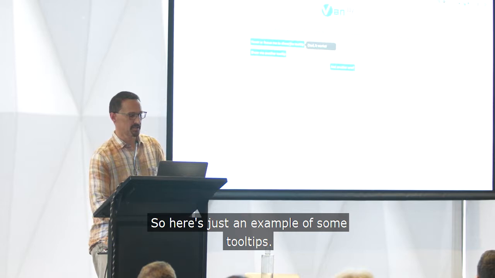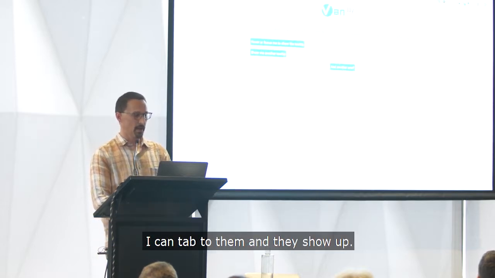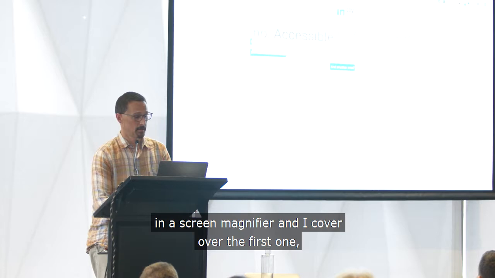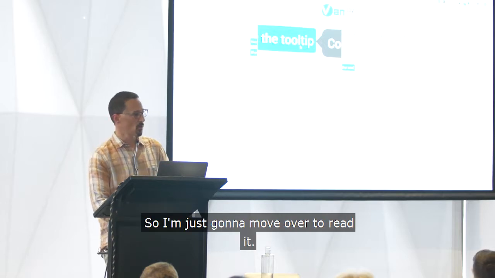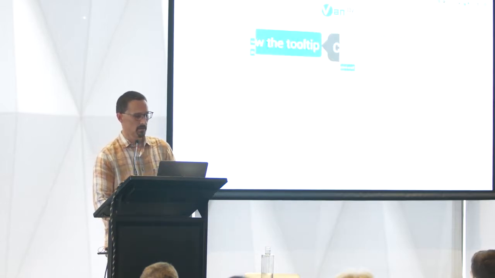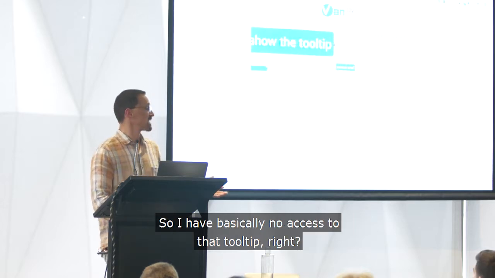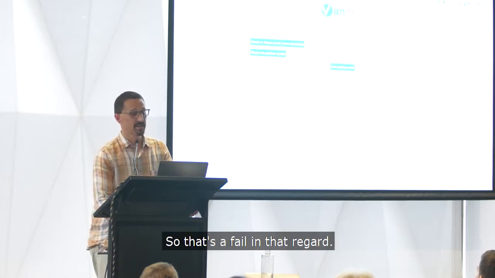So here's just an example of some tooltips. Great. I can mouse over them and they show up. I can tab to them and they show up. But if I zoom in with a screen magnifier and I hover over the first one, I can see that there's a tooltip there. So I'm just going to move over to read it. It disappears every time I move off the button that triggers it. So I have basically no access to that tooltip, right? So that's a fail in that regard.